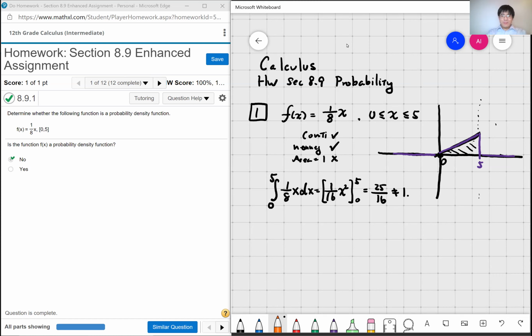By the way, when you have a linear function, the area under the curve is really a right triangle. So instead of using the integration, you can use the area formula for triangles. So in this case, the base is 5, the height is 5/8. So the area is equal to 1/2 times base times height, which is 1/2 times 5 times 5/8. And that is clearly not equal to 1. So we got the same conclusion.